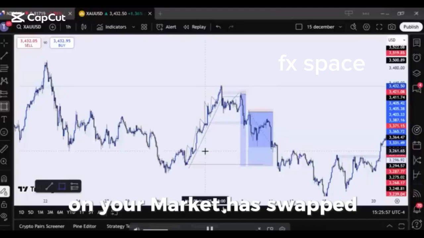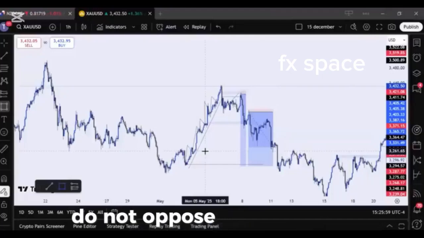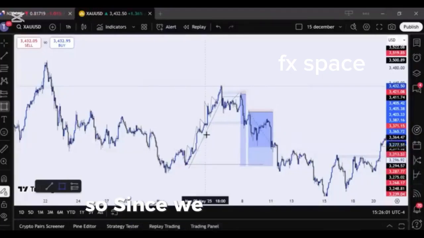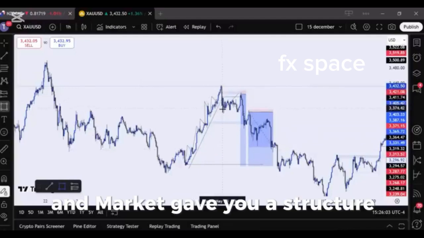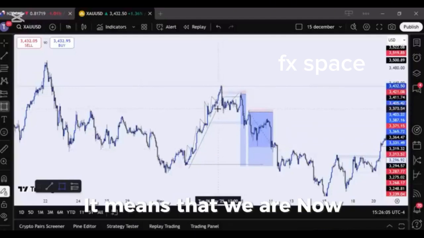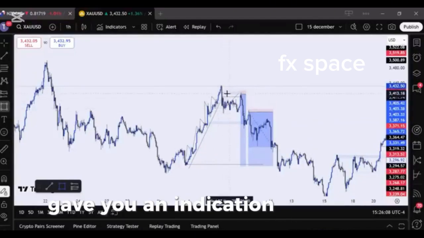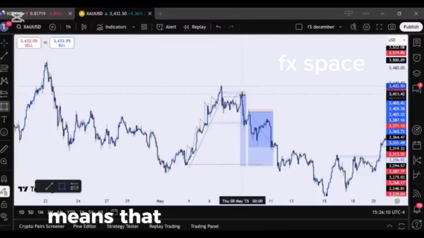Liquidity. Until market has swapped liquidity, do not oppose that direction. So since you had an initial uptrend and market gave you a structure to the downside, it means that we're now officially bearish. It gave you inducement and came to trigger this break and block. It means that we're now bearish.